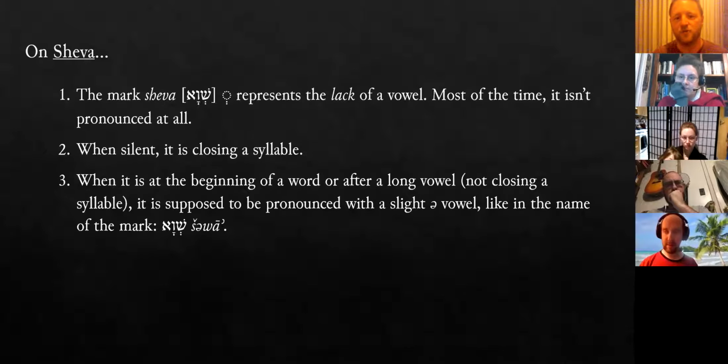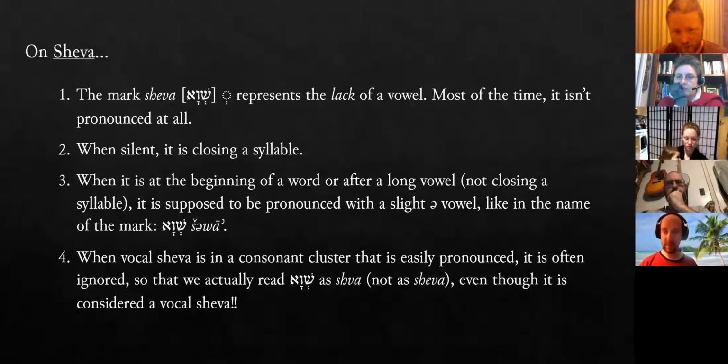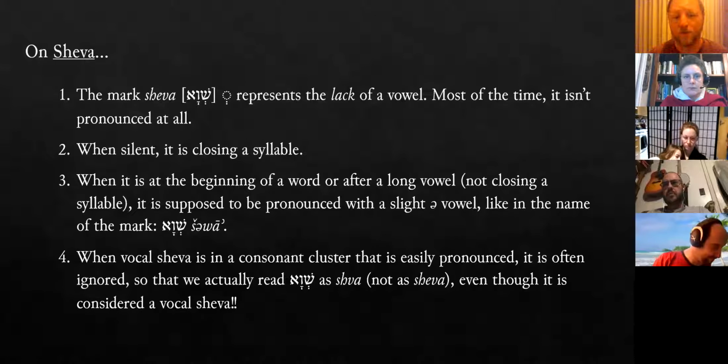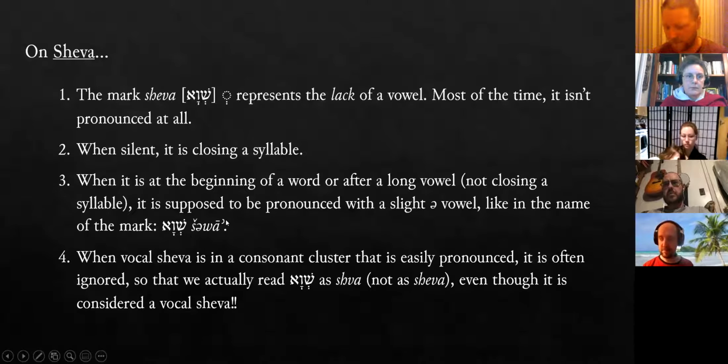Like in the name of Shiva, okay? But when the vocal shva is in a consonant cluster that's easily pronounced, it's often just ignored. So we actually read not Shiva, but Shva, because you can do SHV with no problem, even though it is considered a vocal shva. When you transliterate it, it's going to be with the upside down E. Okay. Any questions? Does this agree with how you read Hebrew, or do you have objections?